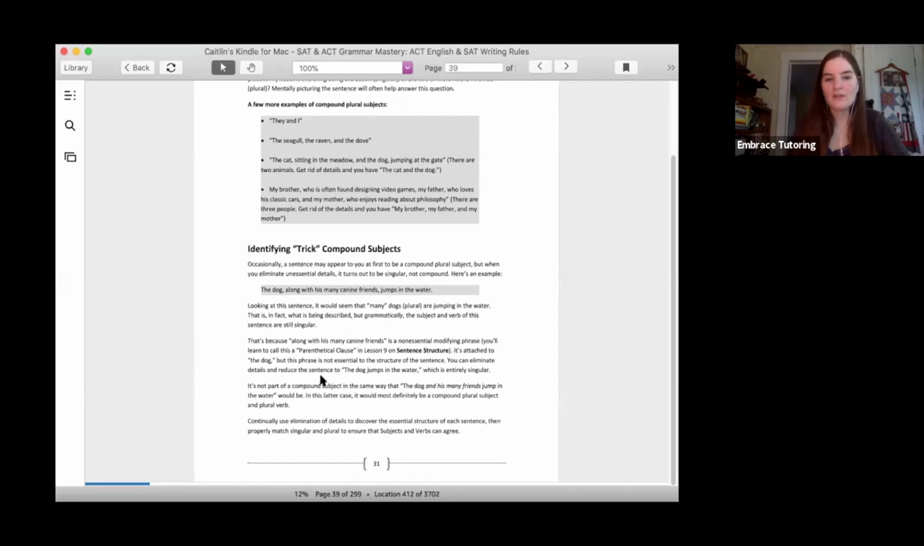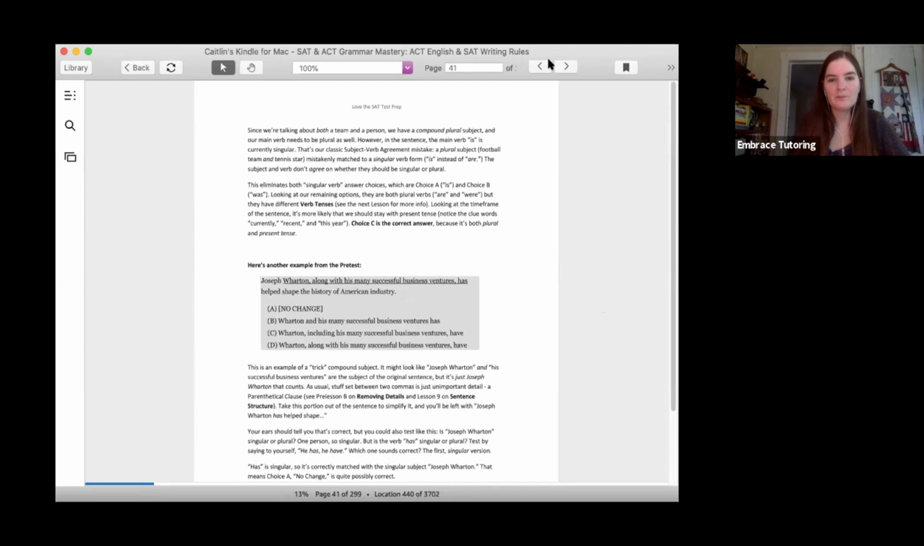We might call this a parenthetical clause. Okay. It's attached to the dog, but it's not essential information that's necessary for us to understand the structure and meaning of the sentence. It doesn't affect our understanding of what the sentence is talking about. It just provides additional information that we can remove, and it still doesn't alter our understanding of the core content of the sentence. So that's what we're talking about here in this example.